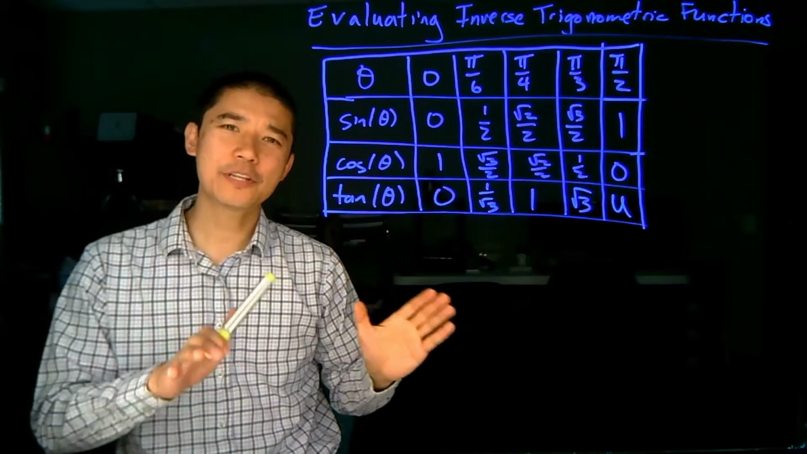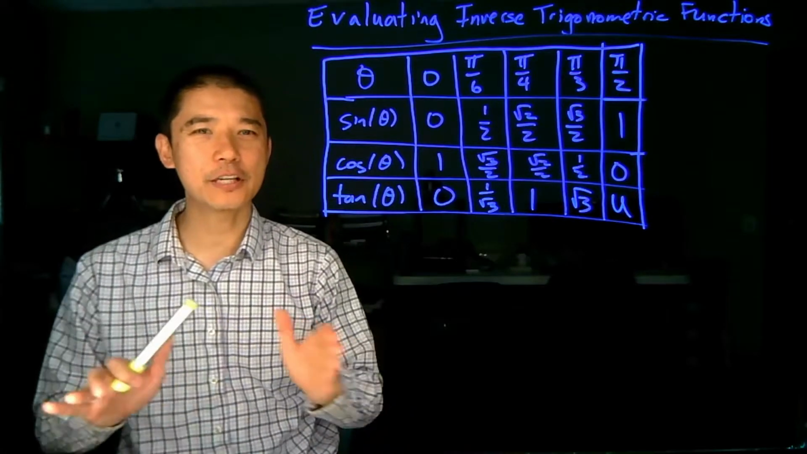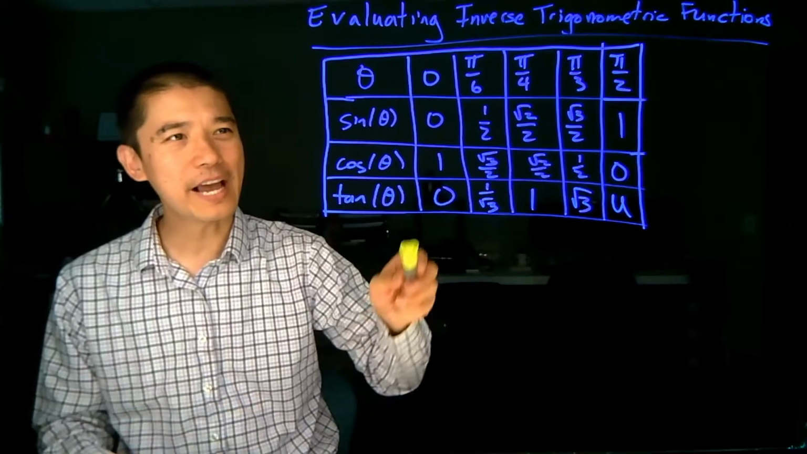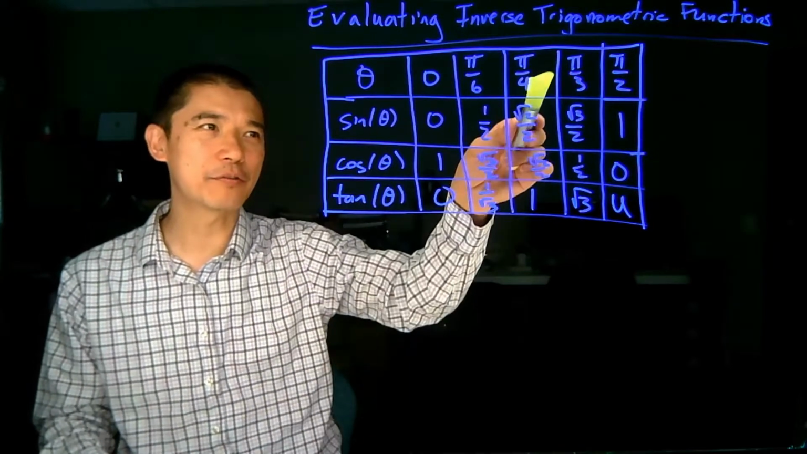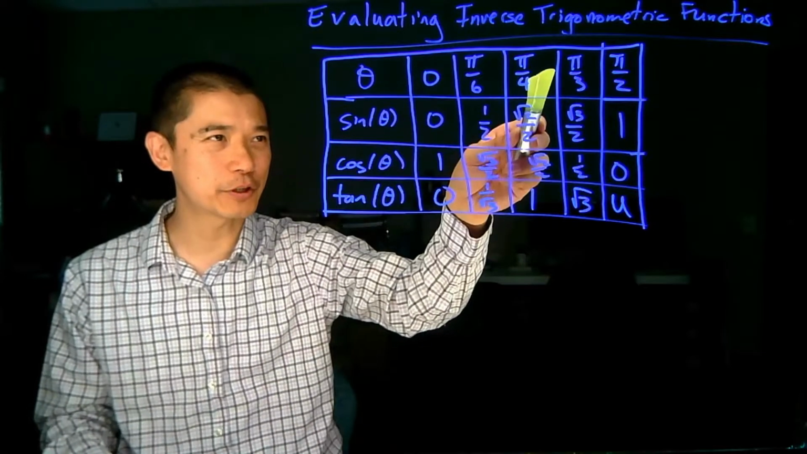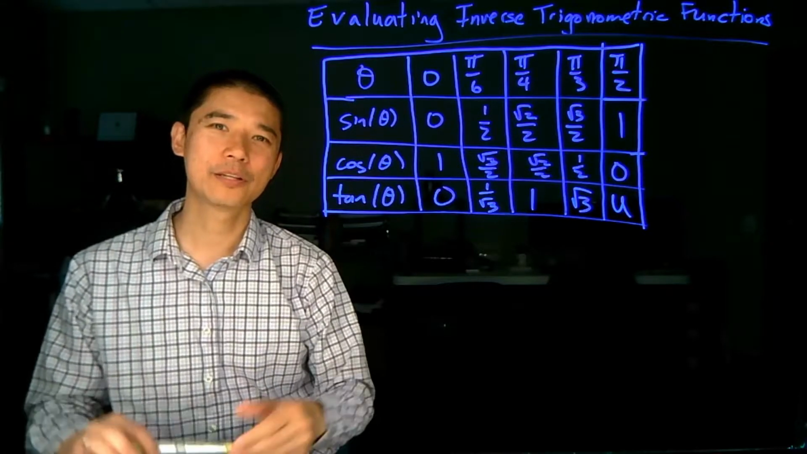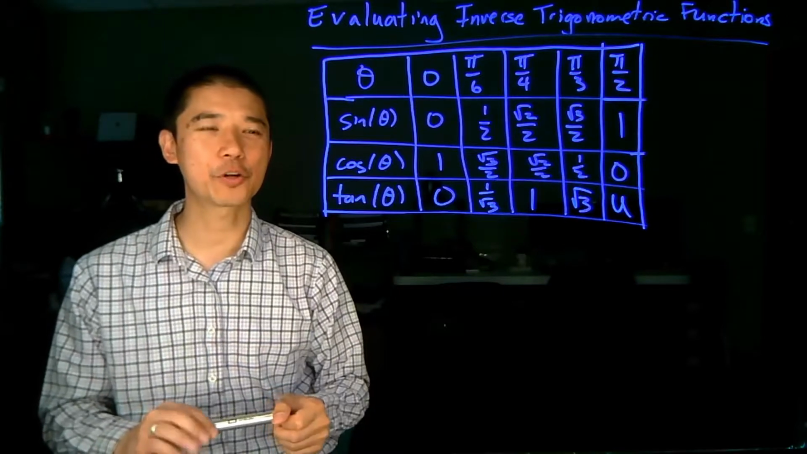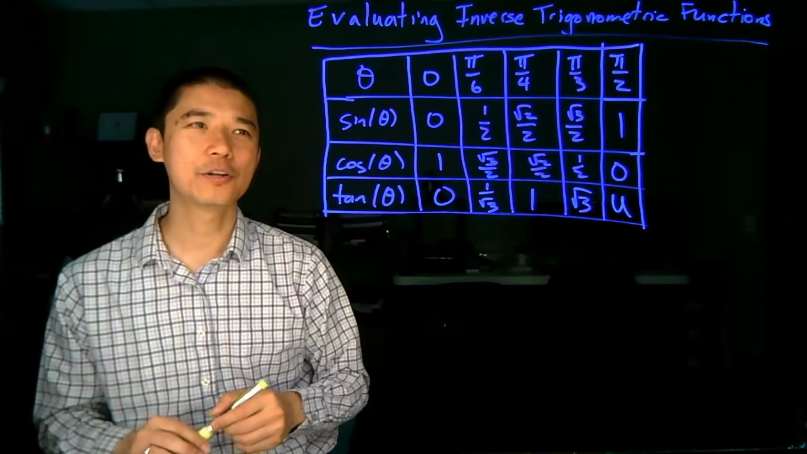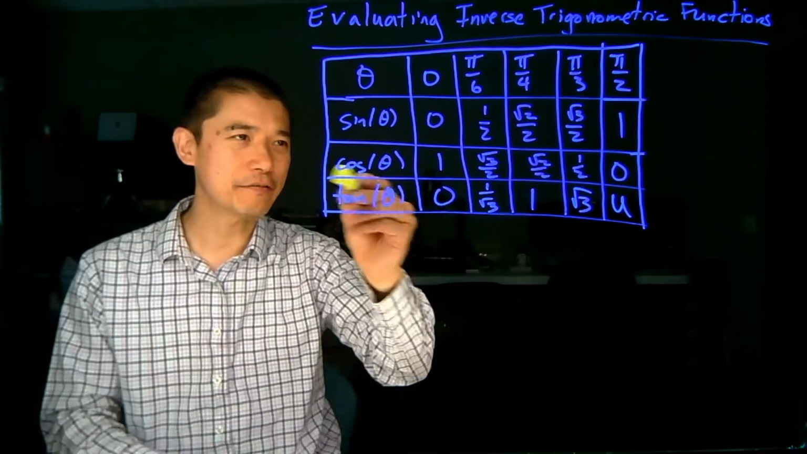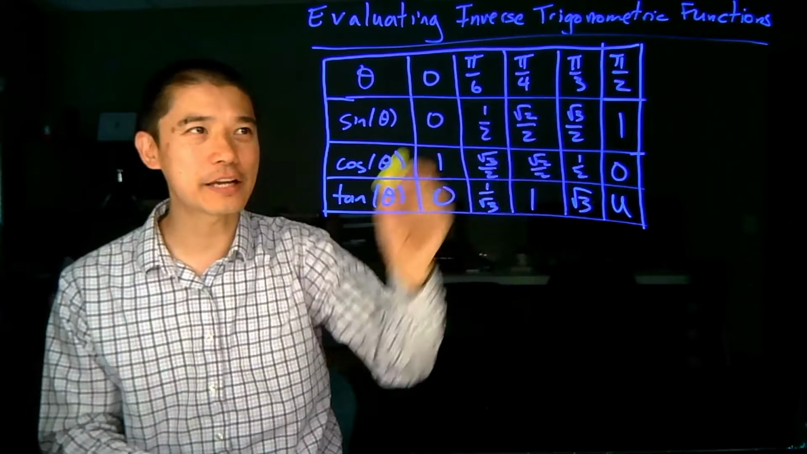Okay, so evaluating the inverse trig function. Basically, we're going to use this same table of values, but we're going to use it in the opposite direction. In the past, we would say, okay, we have an angle like pi over 4, and we want cosine of pi over 4. So we look at pi over 4, look at the cosine row. That's going to be square root of 2 over 2. Since we're doing an inverse function, we're going to do this backwards. You're going to be given a value, you're going to find it on the chart, and then you're going to use that to look up an angle.